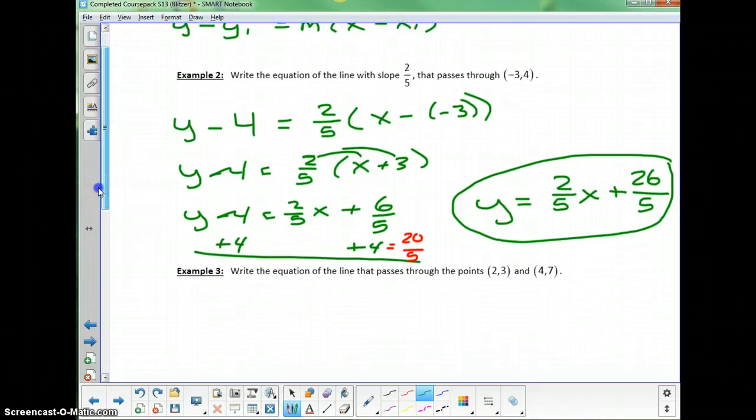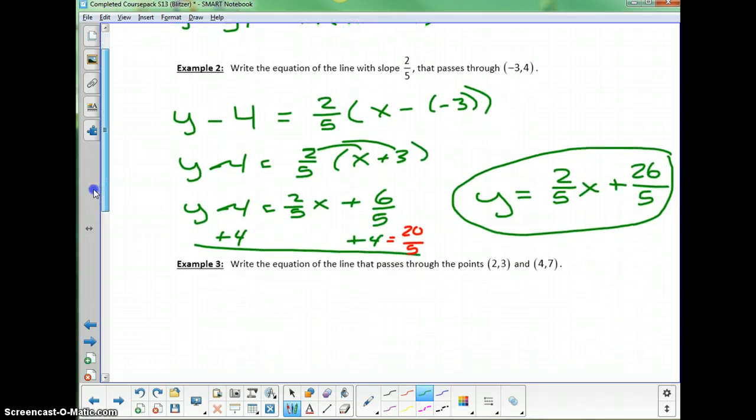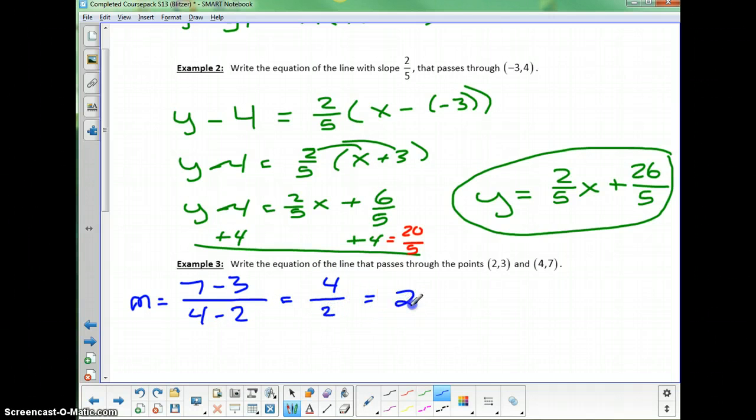Okay, next example. If I want to write the equation of a line that passes through 2 points, I need to first find the slope. No matter what formula I'm using to write the equation of the line, I need to know what the slope is. So let's go ahead and find that first. I'm going to take y2, 7, minus y1, 3, over x2, which is 4, minus x1, which is 2. 7 minus 3 is 4, over 4 minus 2 is 2. So I get 2. That's my slope.